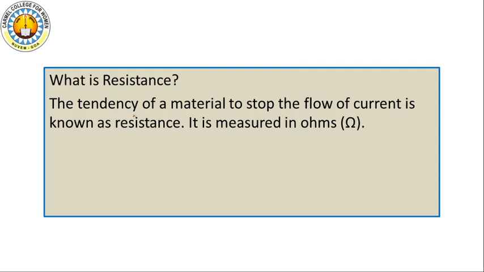Resistance is the tendency of a material to resist the flow. The term comes from resist. It stops the flow of current, and this is known as resistance. The material does not allow the flow of current. Some materials are like that, so they resist the flow of current. And as I've said already, it is measured in ohms. The symbol you all know, ohms.